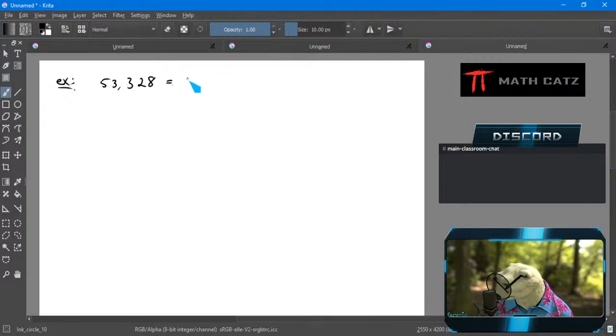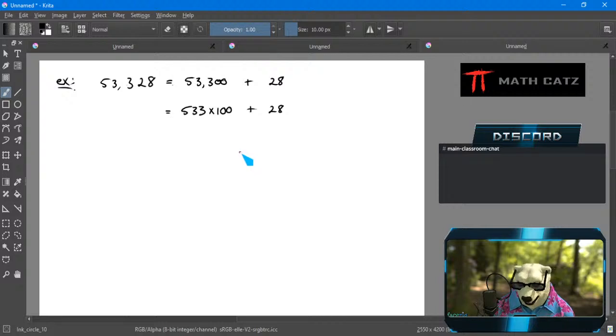What I'm going to do is I'm going to split this number up into two pieces. One is going to be 53,300, and the other one is then going to be the 28, right? Then I'm going to see this first number as 533 times 100. And then, of course, I have my 28 left that I still need to have there. So now I'm thinking of divisibility by 4.